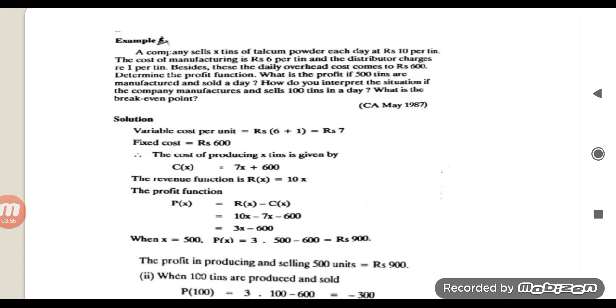Here we have to find the profit function. What is the profit when 500 tins are produced? What is the profit when 100 tins are produced in a day? What is the break-even point? There are three questions.